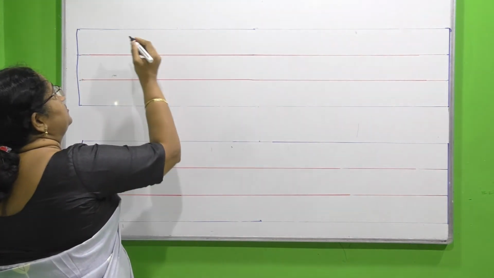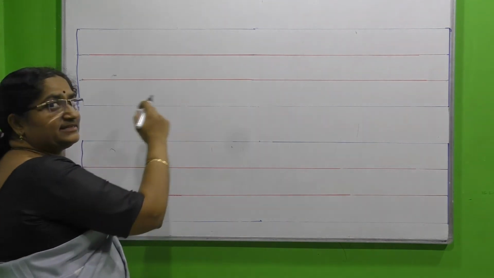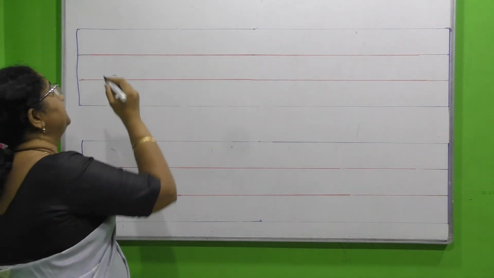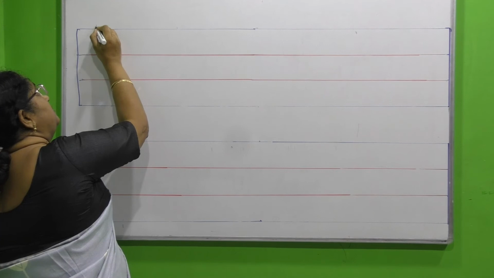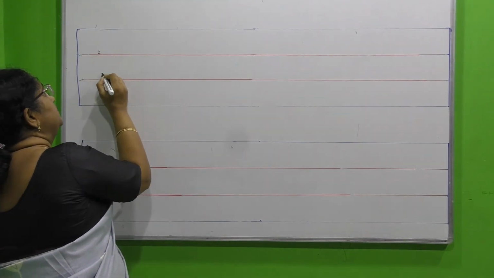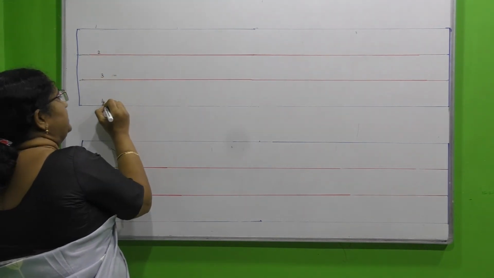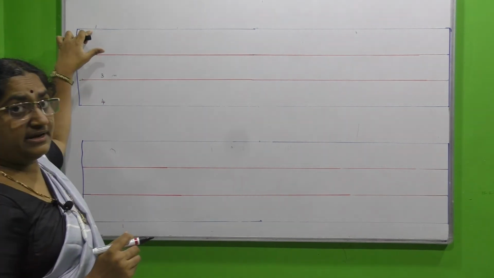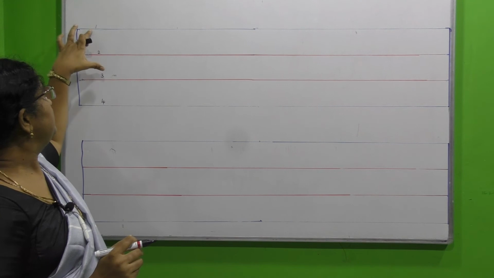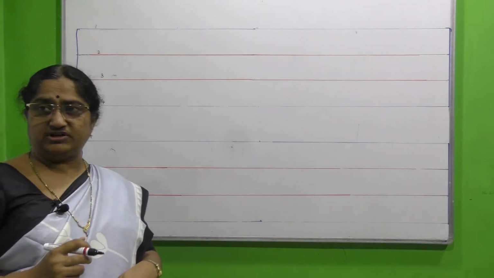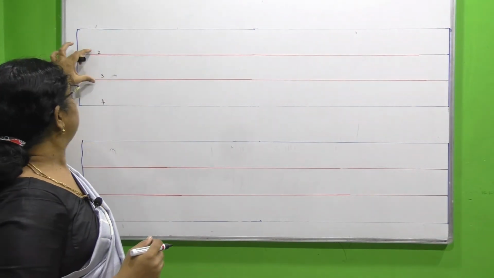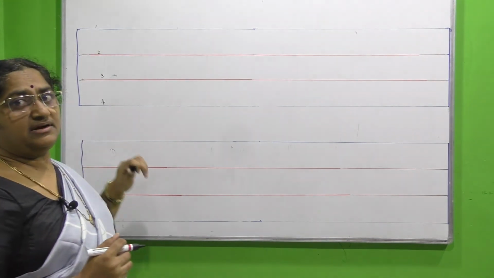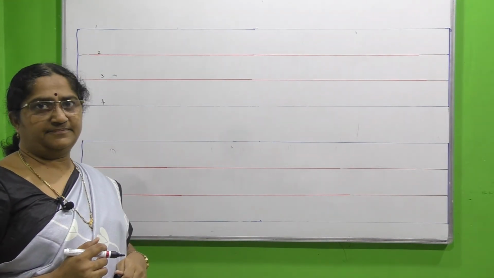Once again, I'd like to remind you, there are 4 lines in a 4-line book. You will find this is line number 1, line number 2, line number 3 and line number 4. There are 4 lines. The topmost line and the bottommost line, line number 1 and 4 are usually blue in color, and line number 2 and 3 are usually red in color.